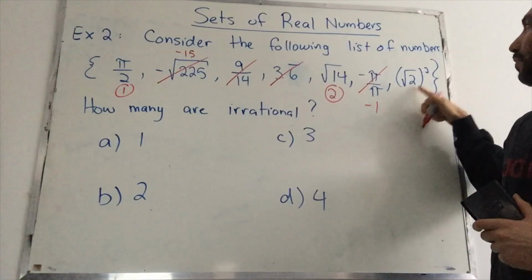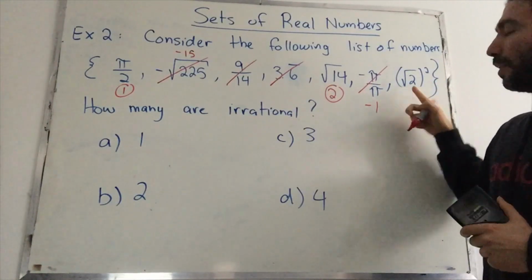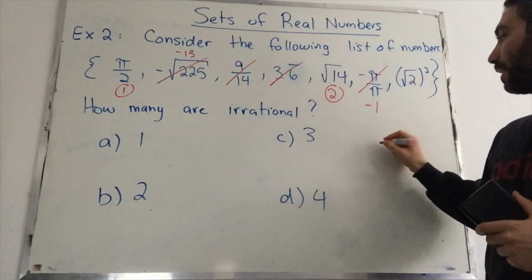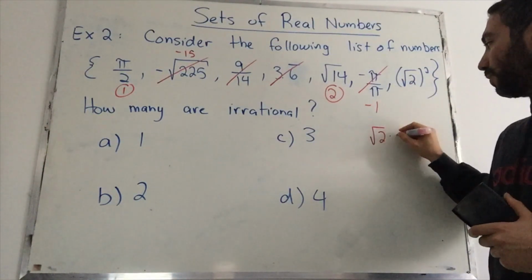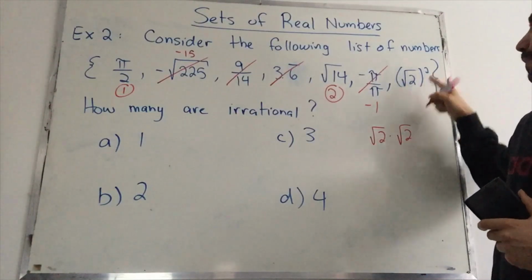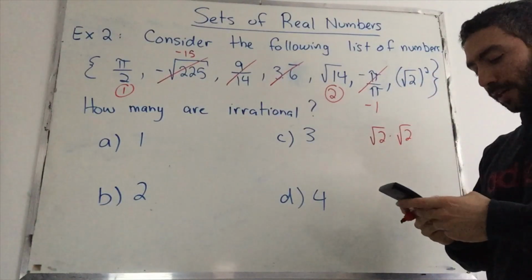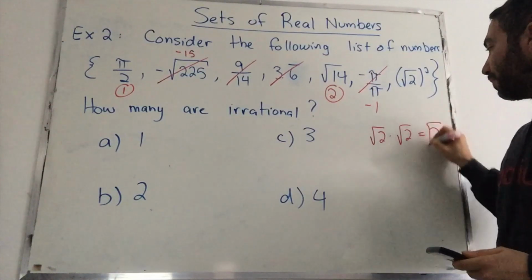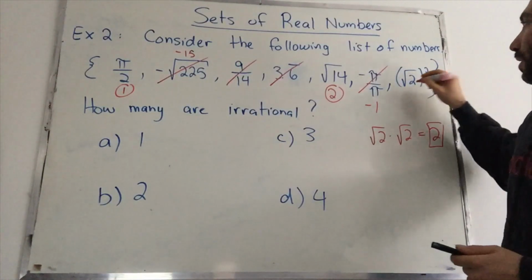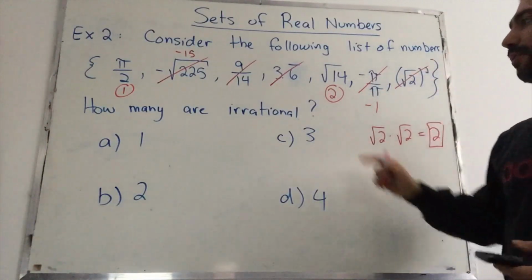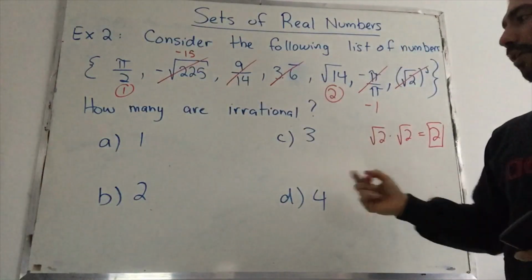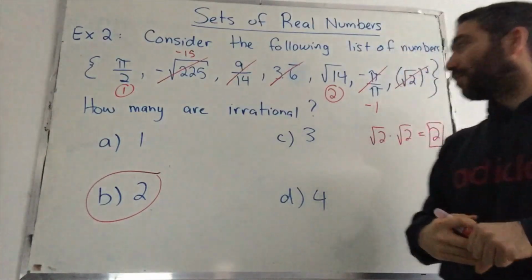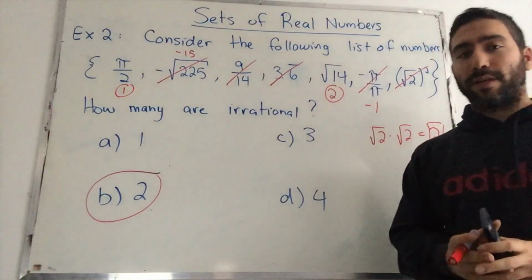And last one, we have square root of 2, squared. We saw in the last example that square root of 2 is irrational. But in this case here, if you do square root of 2 times square root of 2, because that's what squared means, you multiply it by itself, do this on your calculator, and this is really just 2. So this is just a natural number. So it's not irrational. Therefore, only 2 of these options are irrational. The answer is B. Okay. So be careful for these little tricks. Keep up the great work, and I'll see you in the next video.